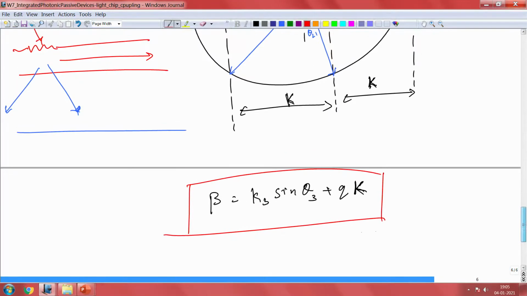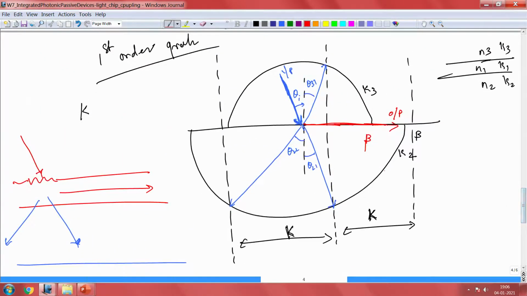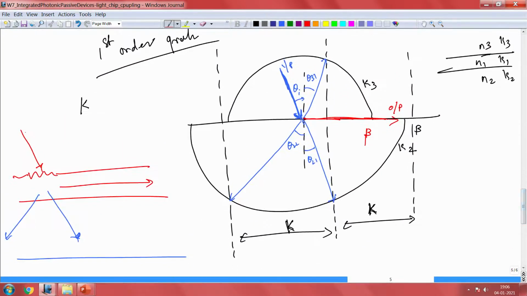So, input angle is something that you can change, and this is your grating period, and you can choose the order as well. It is a first order or second order. Based on this, we can create the phase matching and couple the light into the waveguide. By illuminating it from the top, we should be able to couple the light into the waveguide.